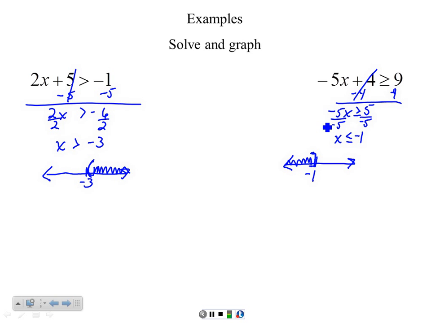And then our interval notation this time, you're going to read your graphs from left to right, so your interval notation needs to be from left to right as well. So we're going to have from negative infinity to negative 1, and we're going to have a parenthesis at your infinity, because you can never equal infinity, and we're going to have a bracket at negative 1 because of this equal to symbol.